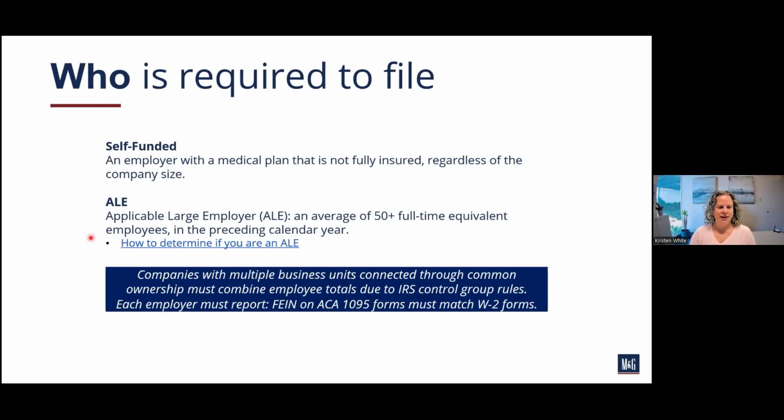Blue box, important here for anyone in an aggregated group, controlled group. So you would have to combine all of your entities together. And if you have that 50 or more, then as a group, you're considered an ALE. And that means each individual entity then needs to file reporting, because what you put on the ACA forms needs to match what you have on the W-2s for your FEIN. Okay, that was the who.